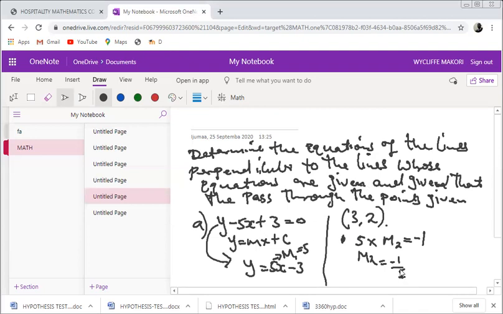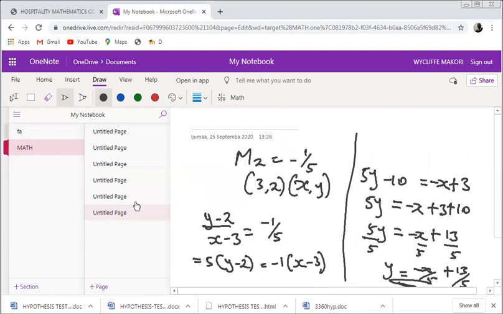Now that we know the gradient and we have been given one point where that line passes, then we can come here and assume the other point to be (x, y). As we did anytime we are looking for the equation, we must assume a point (x, y), and then we do change in y over change in x. This should give us this. Through cross multiplication and working out the equation, we shall find that this is going to be the equation of that particular perpendicular line.